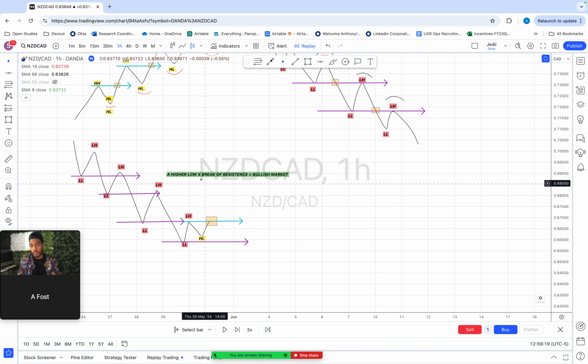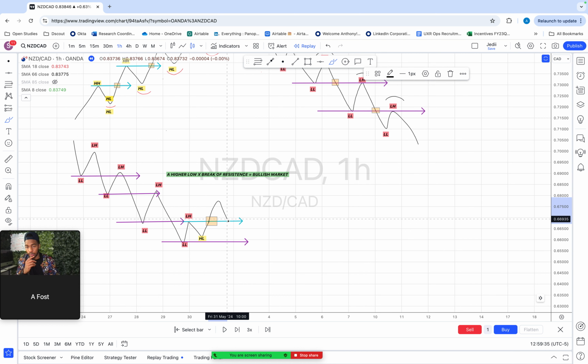So we already have the first part of the equation, which was a higher low was created. Now the market's in this area, we're waiting a couple hours, whatever time frame we're on, to see if this resistance level is gonna be broken. Boom, market broke out, okay?